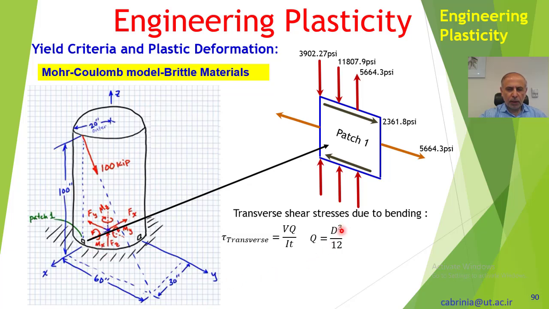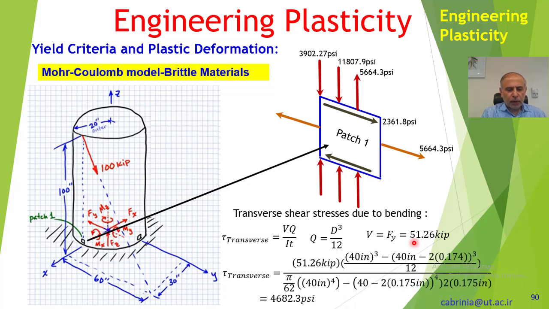So that's d cube over 12, right? And also V is equal to the shear force. In here, shear force is in the y direction and is equal to 51.26 kip. Therefore, the transverse shear stress tau transverse is equal to the shear force, which is 51.26 kip here, and we got d cube here because it is a hollow circular section, hollow circular cylinder.